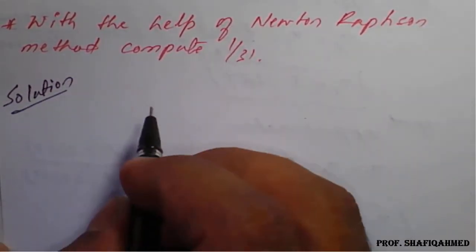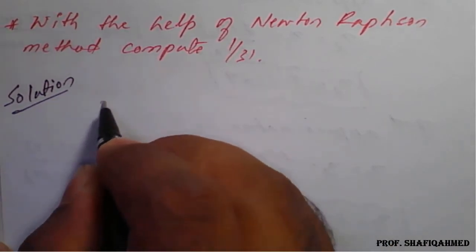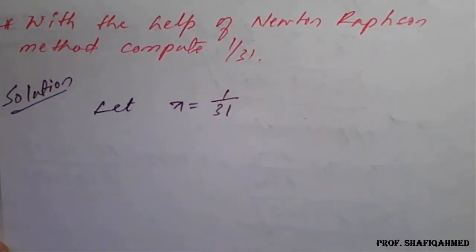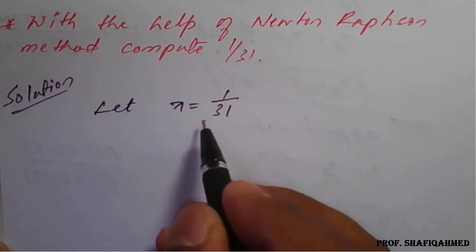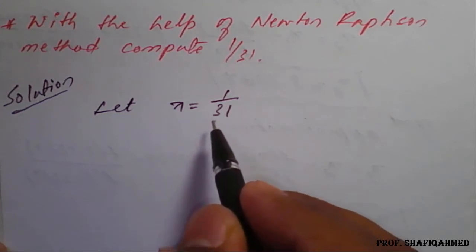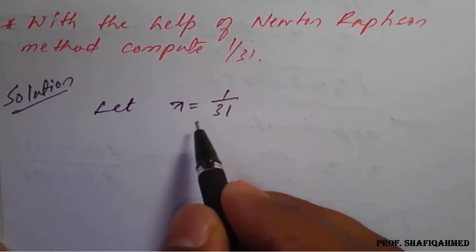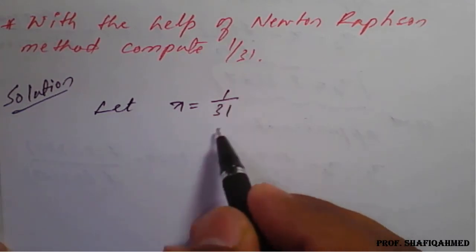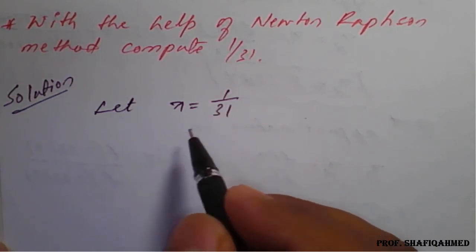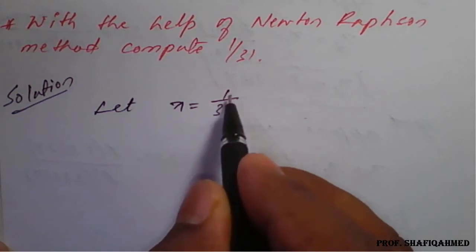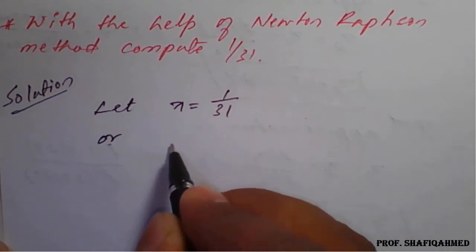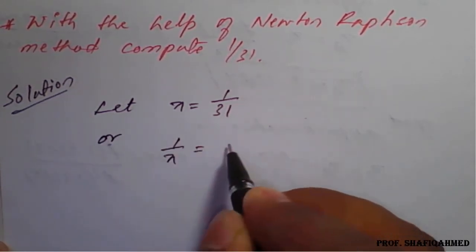So the given value we'll consider as, let x is equal to 1 upon 31. You know that in the Newton-Raphson method we need differentiation of the given function. At that time, differentiation of x will be 1 and differentiation of 1 upon 31 will become 0. So to keep the differentiation correct, this above equation x is equal to 1 upon 31, we may write it by taking the reciprocal, that is 1 upon x is equal to 31.